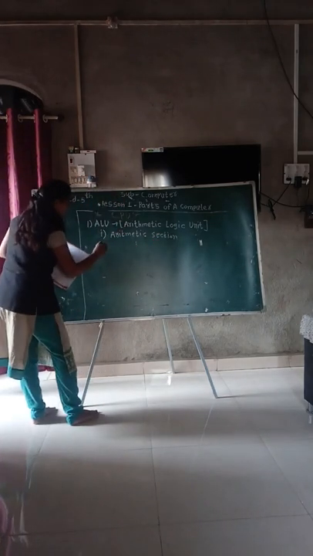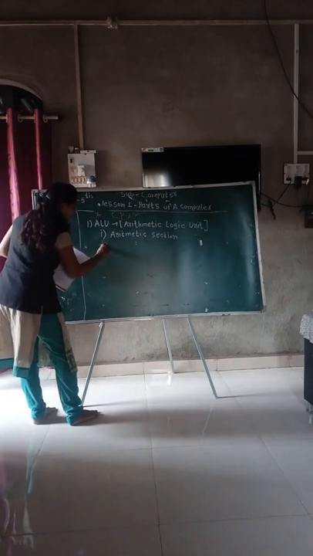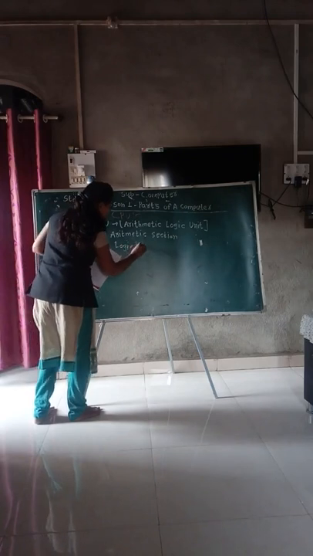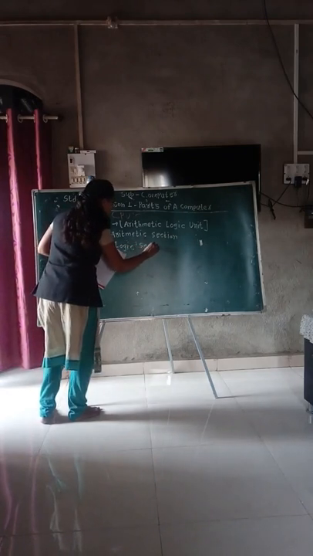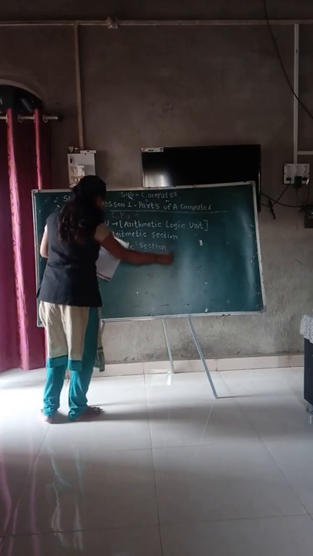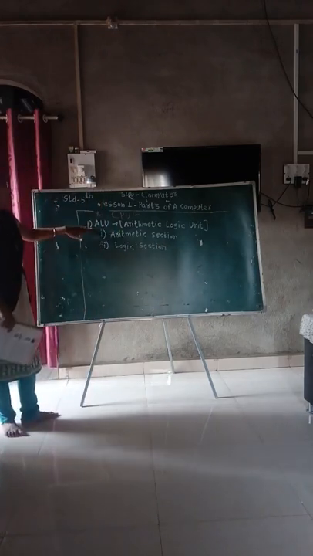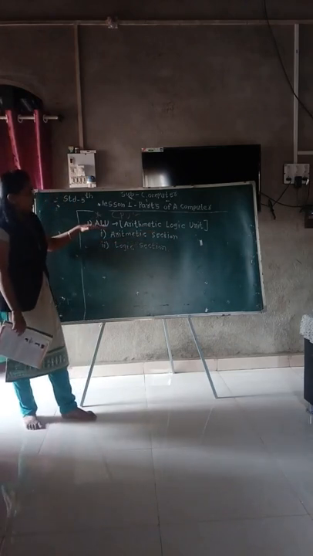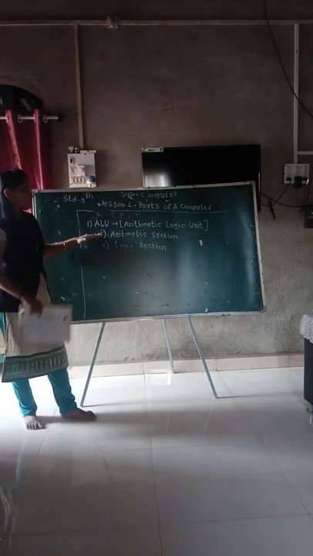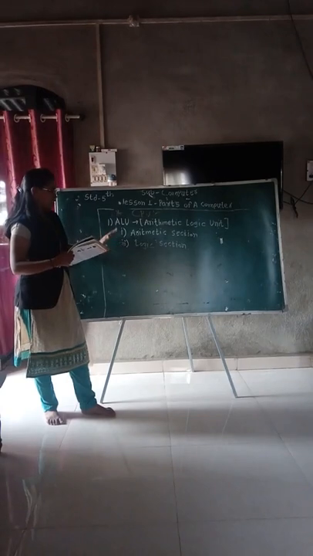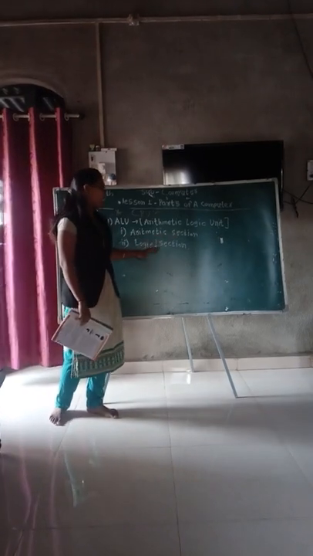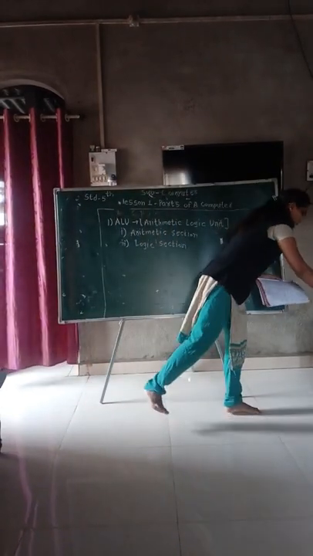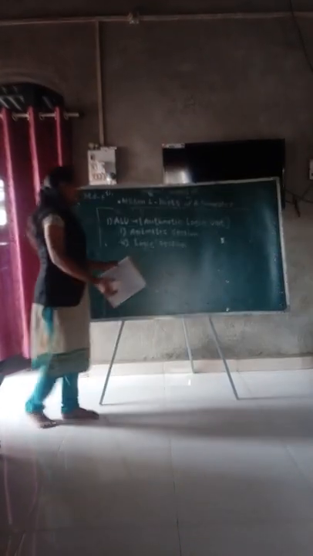ALU stands for Arithmetic Logic Unit, and the ALU is divided into two subsections. The first section is the arithmetic section and the second section is the logic section. Okay, now we see the arithmetic section.